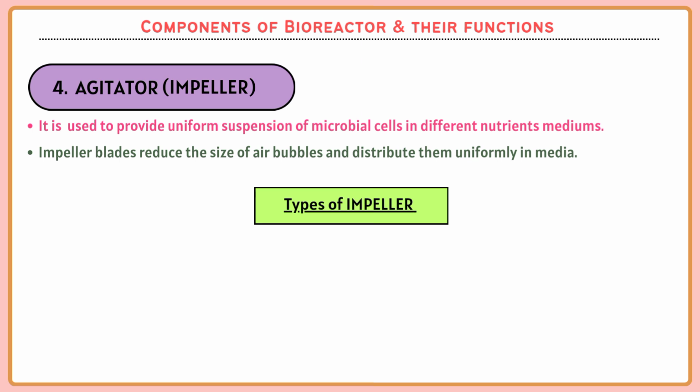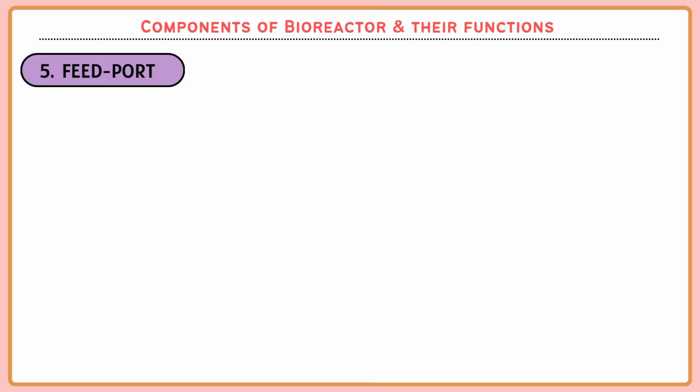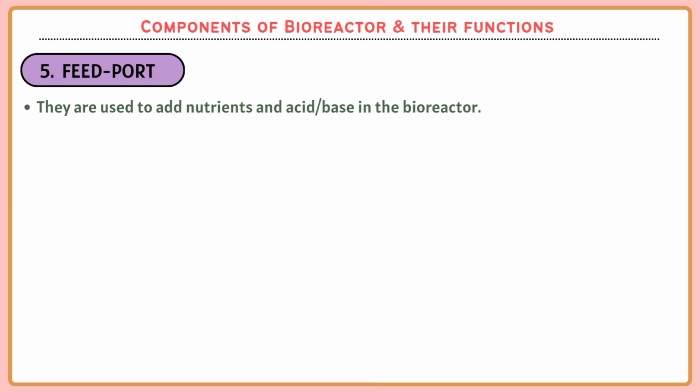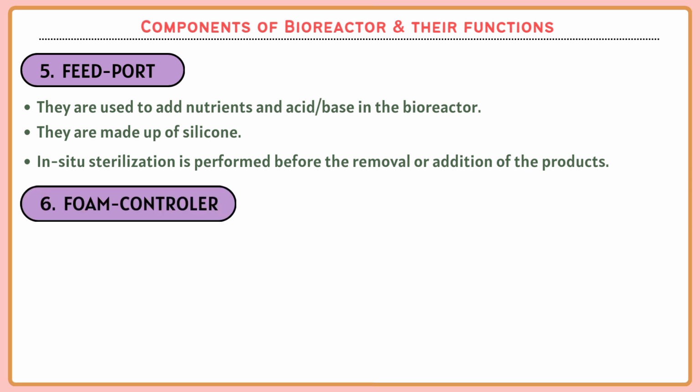There are various types of impellers like vane disc turbines, propeller, and pan turbines. These are the various types of impellers which are used in the bioreactor. Fifth, the feed port. It is used to add nutrients and acid or base in the bioreactor. They are made of silicon. In situ sterilization is performed before the removal or addition of the product so that contamination won't occur in the product formation.